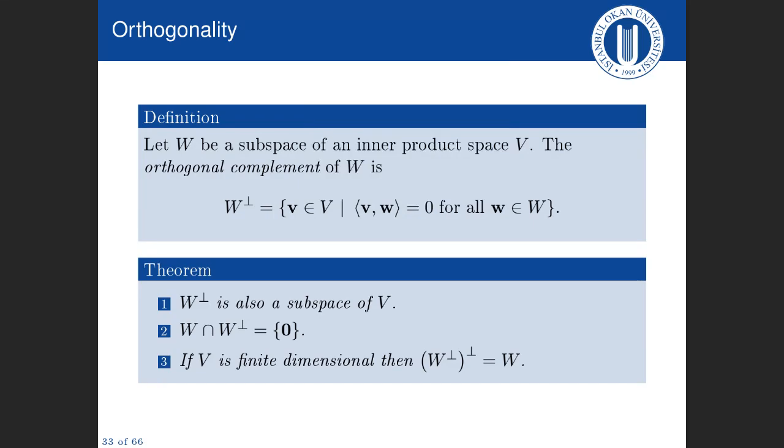We can go further and say if V is a finite dimensional vector space, then the orthogonal complement of the orthogonal complement of W is equal to W. Be careful, this is only true if we have a finite dimensional vector space.